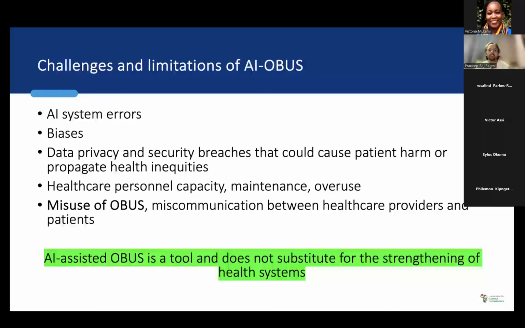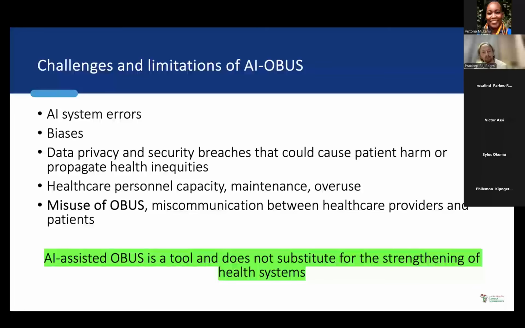And what are the challenges and limitations of AI in obstetric ultrasound? Probably biases could be there because of the low number of data sets. Like I said yesterday, in the case of ectopic pregnancy, there is a huge lack of data for an AI model to be created.